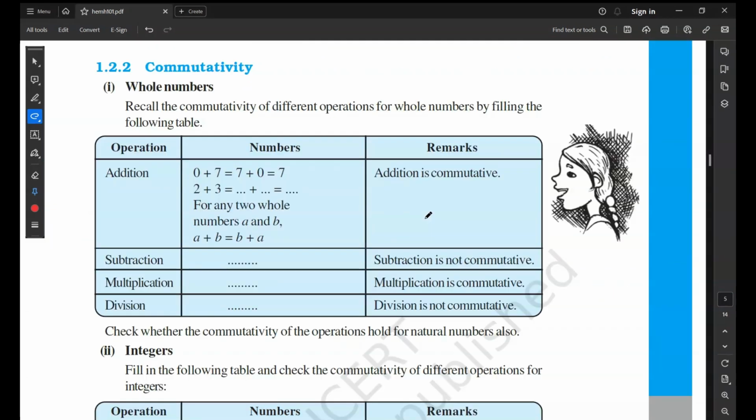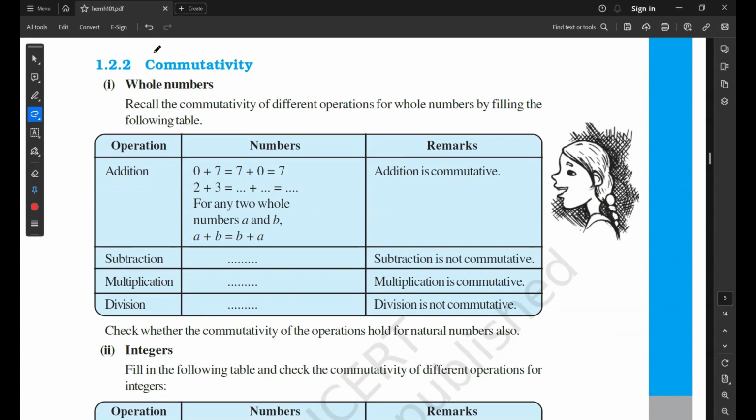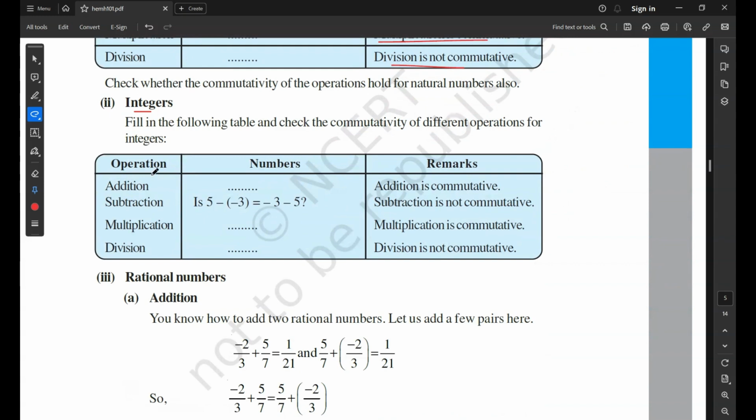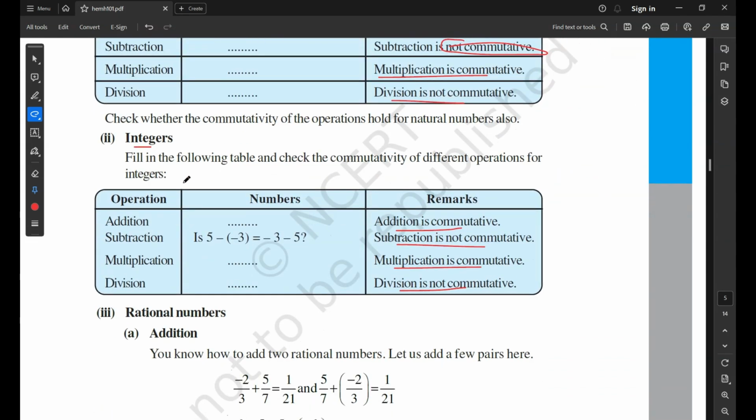The next property we are going to talk about is commutativity. First, the commutative property for whole numbers. a plus b is equal to b plus a, right? That comes under commutativity. So addition is commutative. For subtraction, if we subtract two numbers, for example 2 minus 3, we get negative 1, but the reverse, 3 minus 2, is 1. So subtraction is not commutative. Multiplication is commutative and division is not commutative. Now let's talk about integers. For integers, addition is commutative, subtraction is not commutative, multiplication is commutative and division is not commutative. Integers follow the same thing as whole numbers.